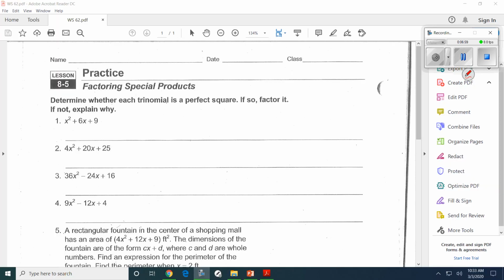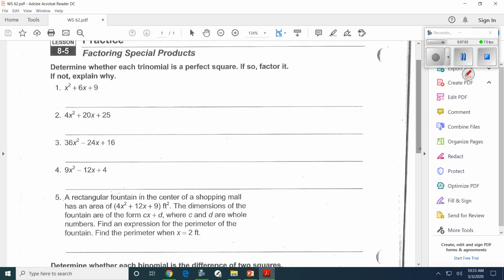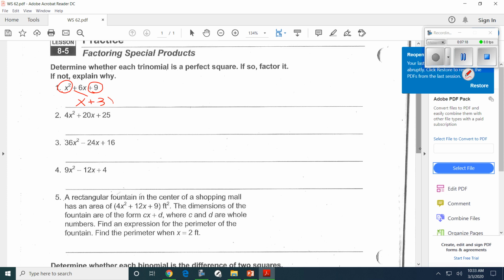Okay, we're going to practice again with this paper right here. We're going to check to see if these trinomials are a perfect square. If they are, we're going to factor it. So again, we take the square root of the first term. Square root of x squared is x. We take the square root of the last term, which would be 3. We bring the sign down, so that would be plus 3. We want to check it to see if that checks. So we have 1 times 3 is 3. We double it, it's 6. It does check. So it's x plus 3 squared.